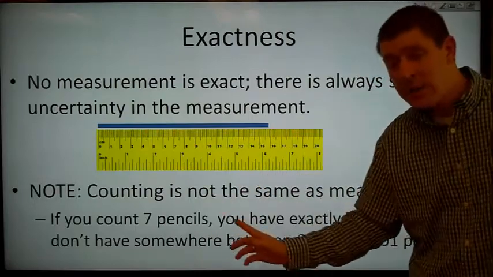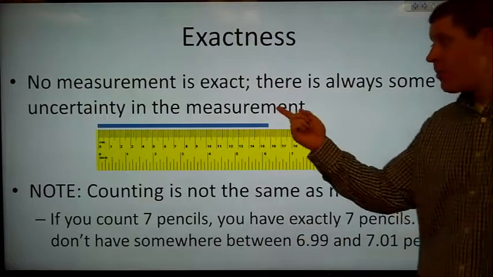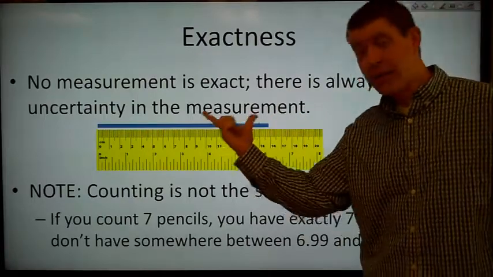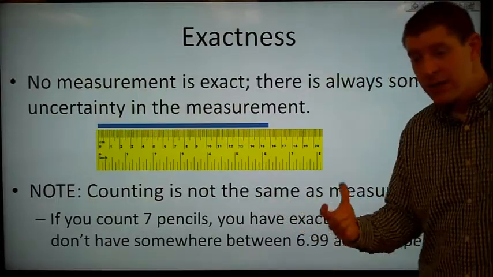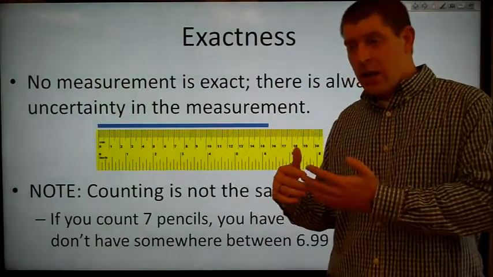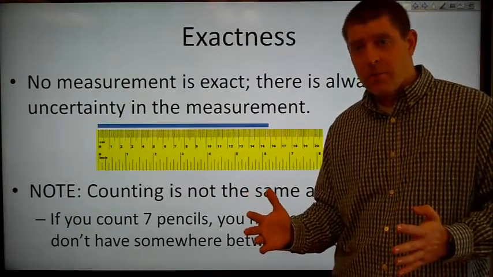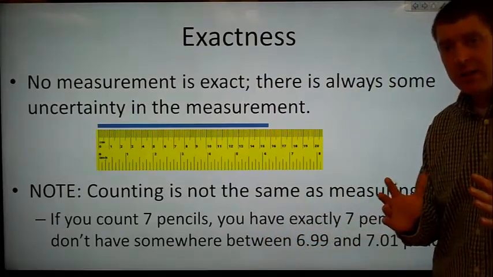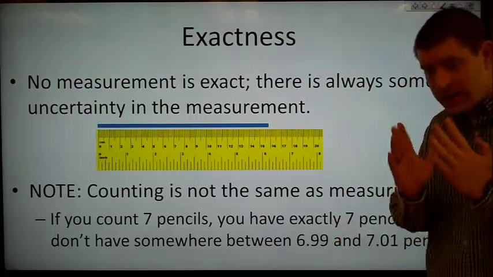Now note here that counting is not the same thing as measuring. With measuring, we're comparing two objects together. We're comparing some object against a scale. With counting, we're not doing that. We're counting things exactly. If I'm counting pencils, assuming that I'm counting correctly, I know exactly how many pencils I have. So, if I count up 7 pencils, I know I have exactly 7 pencils. I know I don't have 6 pencils or 8 pencils.